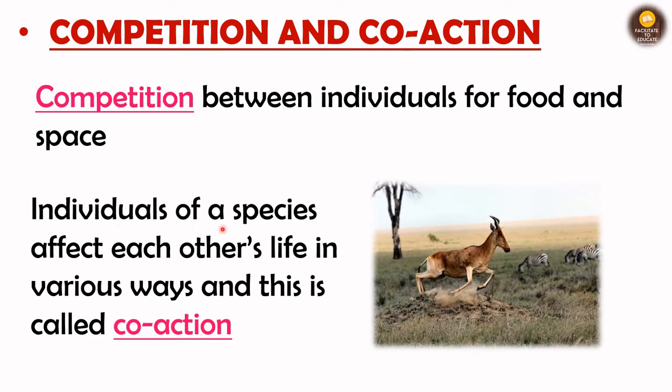Now the coaction: individuals of a species affect each other's life in various ways, and this is called coaction. They are living together and their actions will affect each other's life, that is known as coaction. So this is competition and coaction.